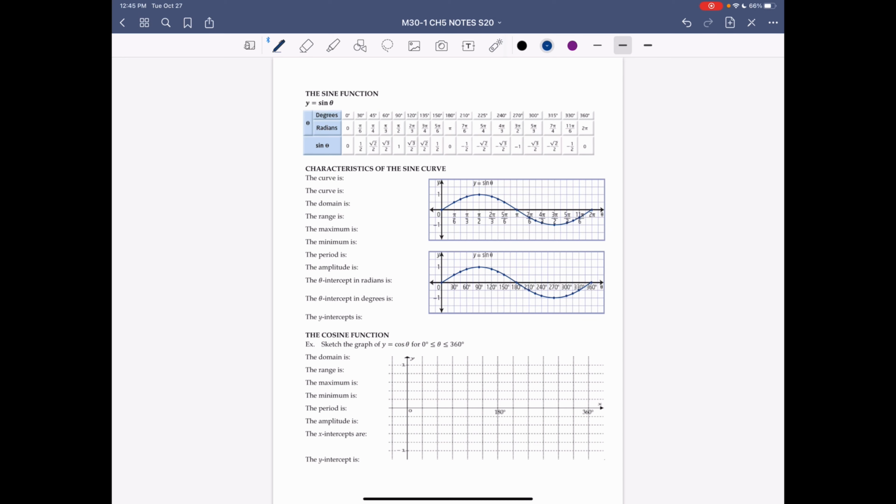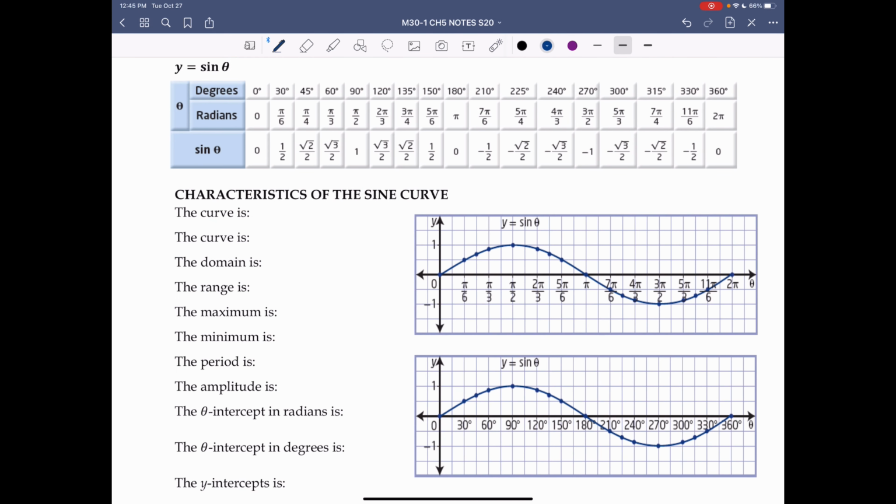The sine function. Y equals sine theta. We have a table here that shows us the value of sine theta at different angles in both degrees and radians. Remember that sine theta is the y value of points on the unit circle.